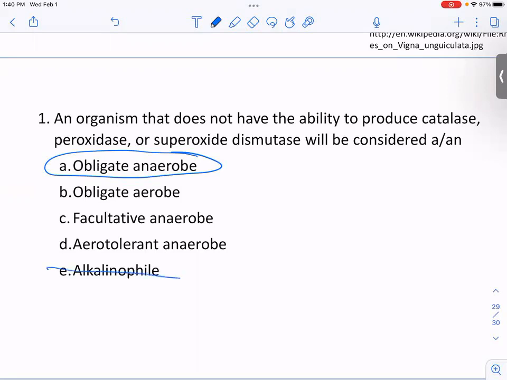This alkalinophile doesn't have anything to do with toxic oxygen; that's an organism that lives in alkaline pH. Questions there? Okay. Anaerobe means without oxygen. If an organism's a strict anaerobe, then they're poisoned by those toxic forms of oxygen. They don't have any metabolism that takes advantage of oxygen. So we're going to talk about metabolism next and the role that it plays.